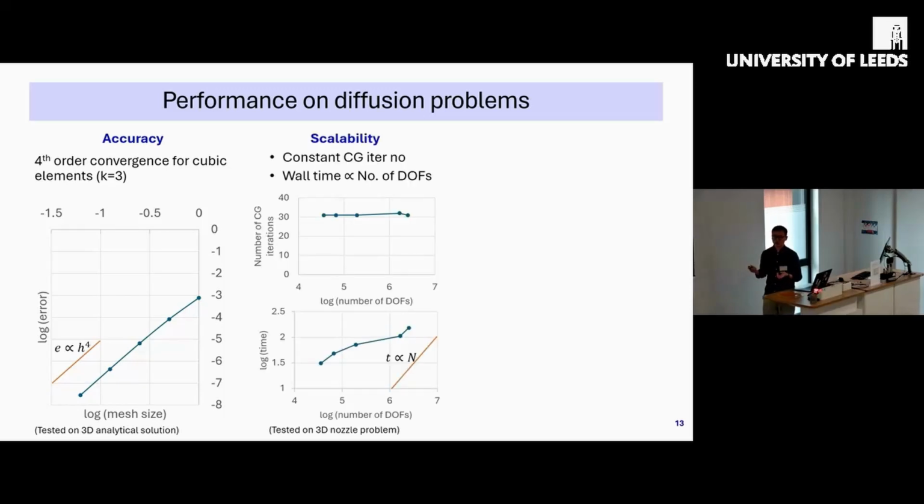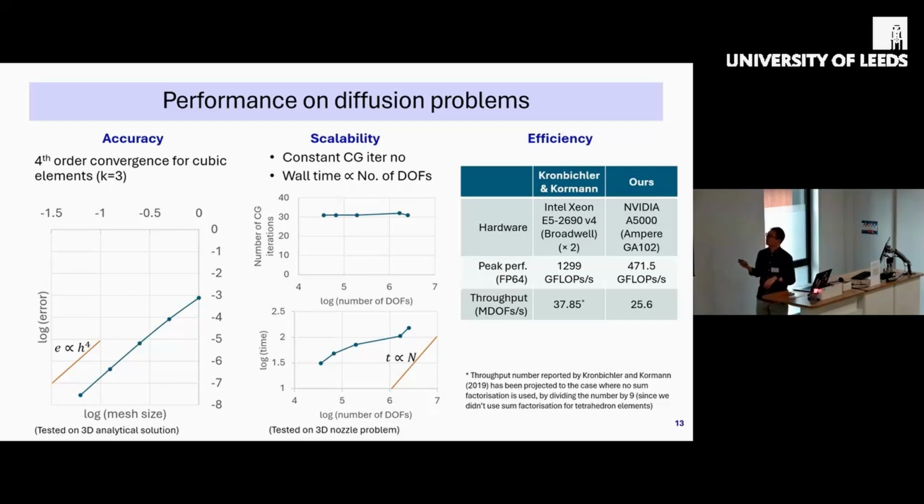And for scalability, we want our multigrid method to scale. That means when your problem size increases, the computational cost also increases. So the number of iterations stays the same, but the degrees of freedom increase, so it will be linear. In this figure, it shows that as you refine the mesh and the number of degrees of freedom increases, the number of iterations stays the same. So it means it's scalable.